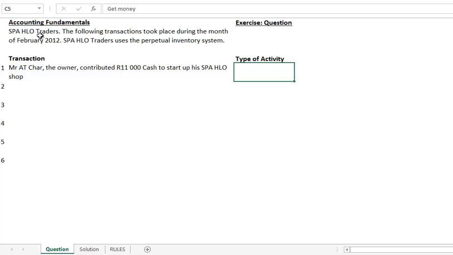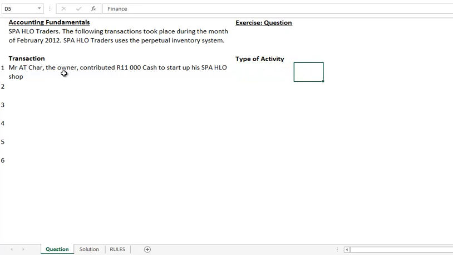Go to our question. Sparkler Traders, the following transactions took place during the month of February. Sparkler Traders uses the perpetual inventory system. Mr. Achar, the owner, contributed 11,000 Rand cash to start up his Sparkler shop. So what type of activity is this? This is a financing activity.